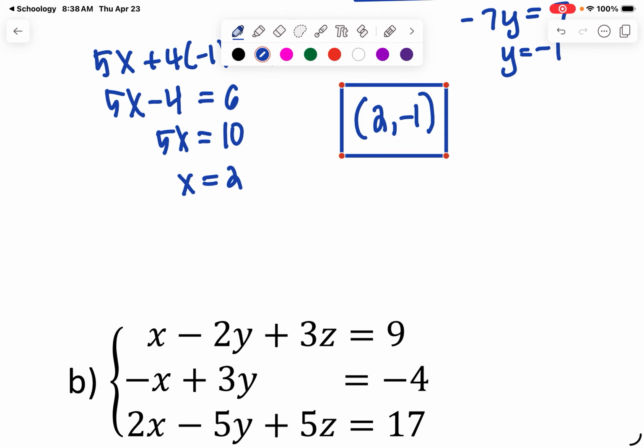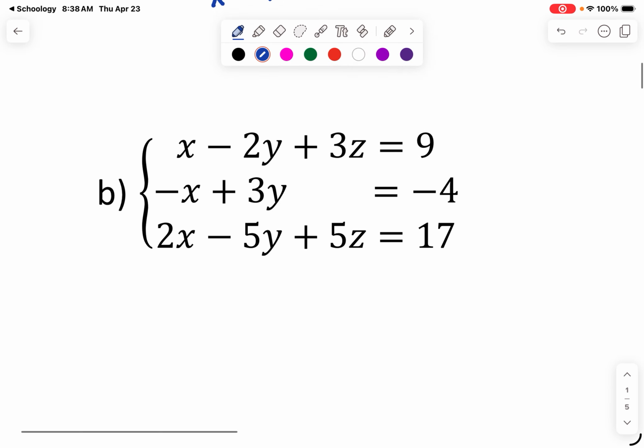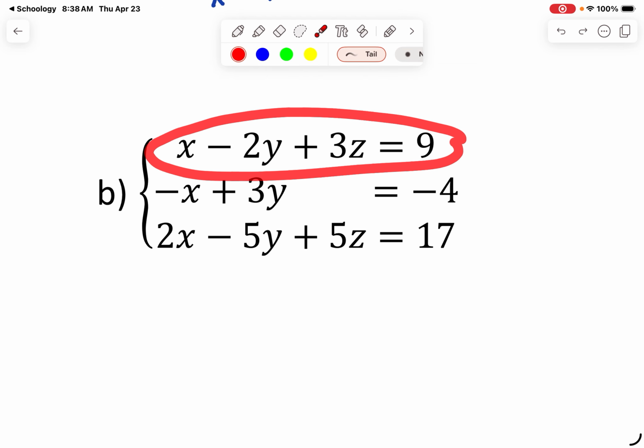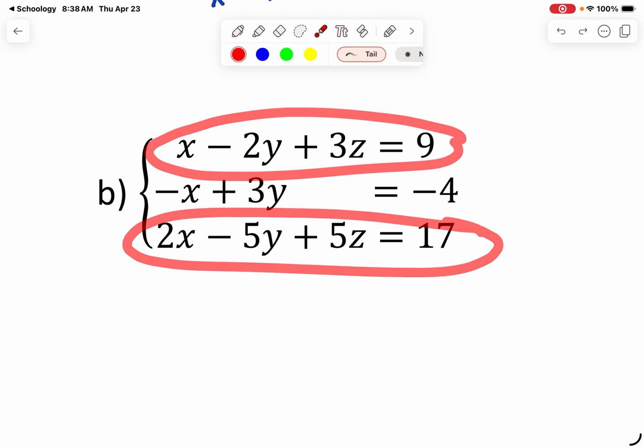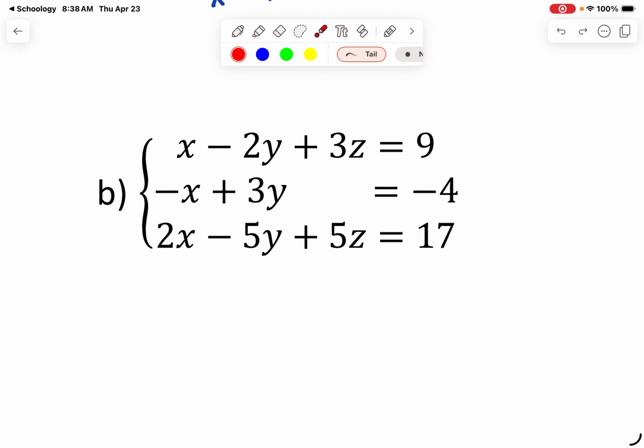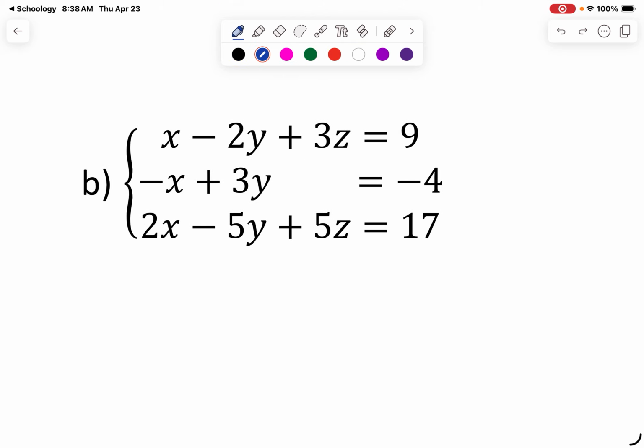Okay, next one right here. This is an ordered triple solution. You have x, y, and z you have to solve for. There's many ways to do this. The way I look at it is I see this second equation has no z in it already. So I'm going to take the first equation and the third equation, and eliminate z from those 2. That way I can then solve for x or y.